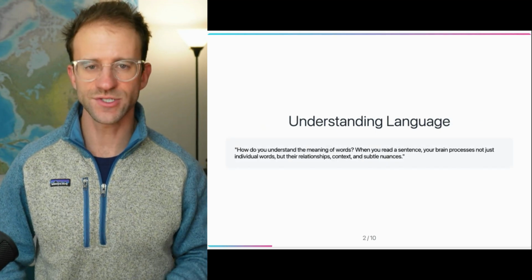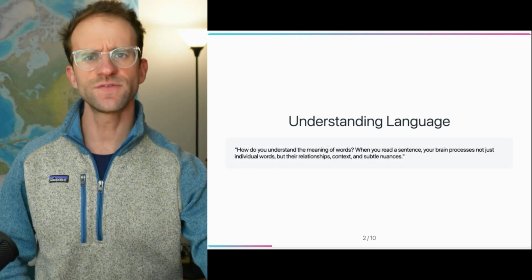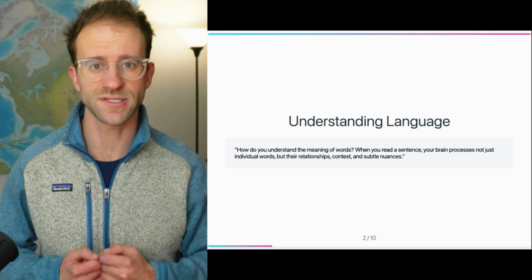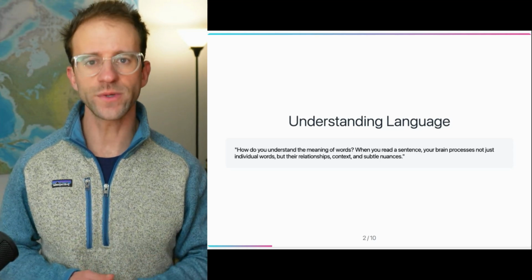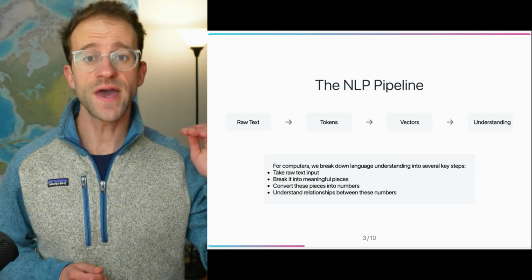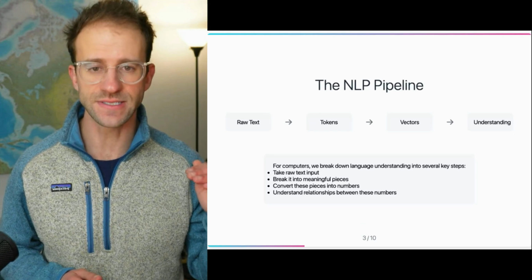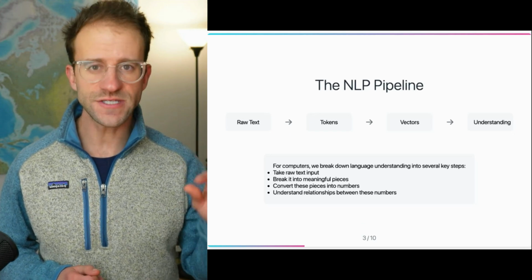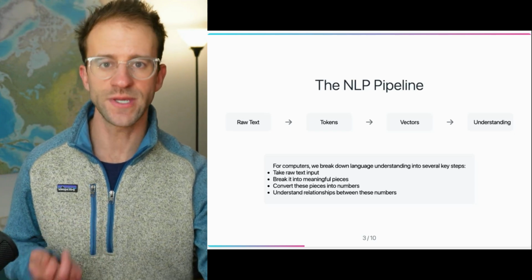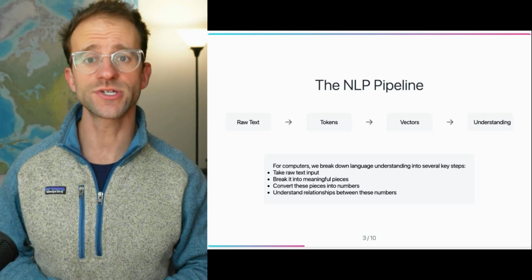When you read a sentence, your brain processes not just individual words, but their relationships, context, and subtle nuances. For computers, we break this process down into several steps. First, we take the raw text, then we break it into meaningful pieces, then we convert these pieces into numbers, and finally, we understand the relationship between these numbers. Let's walk through each step.